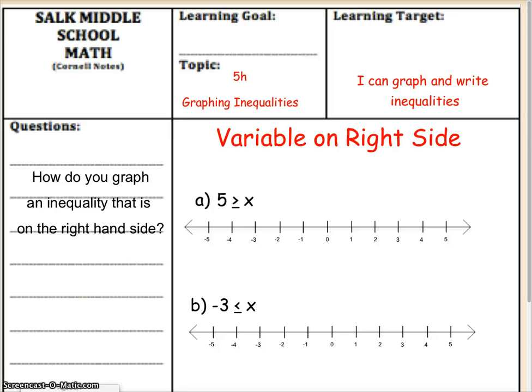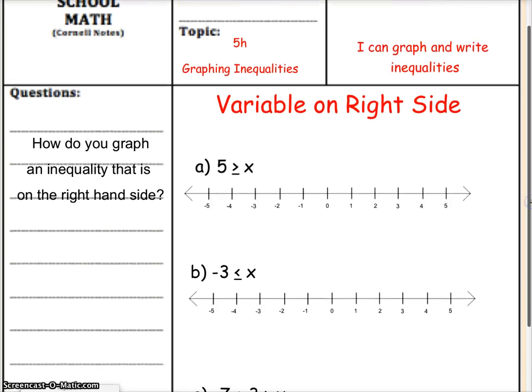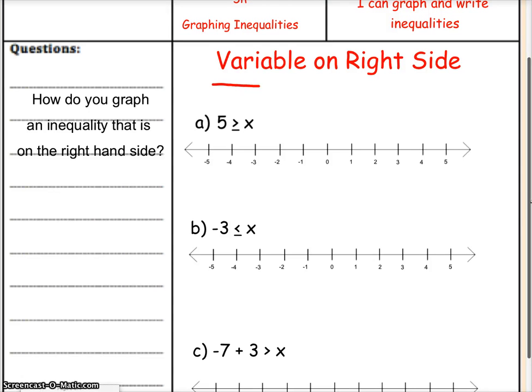And here is when that one strategy gets a little off. When the variable's on the right, notice some kids think the arrow is going to go this way because they've developed that strategy of thinking that the arrow is going to go the direction the inequality symbol is. That only works when the variable's on the left-hand side.